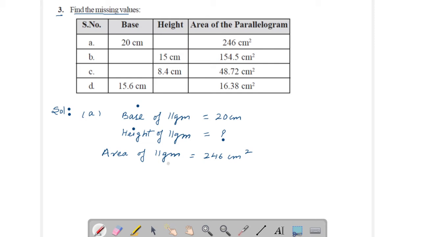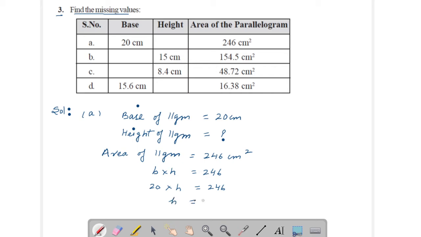How will you find area of parallelogram? It is base into height. It is equivalent to 246. Now base is given to you. It is 20 centimeter into h equal to 246. From here find the value of h.